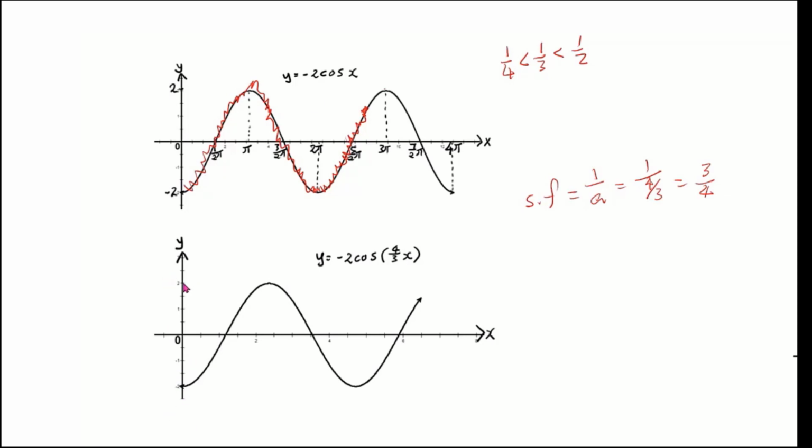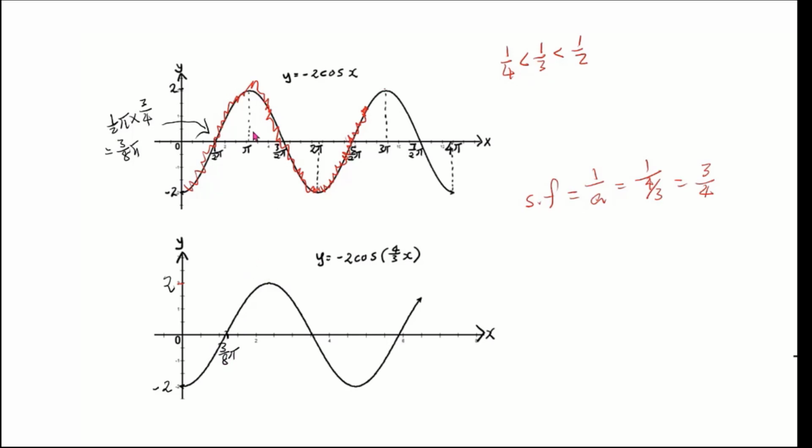Now we can start to label. Of course, we can start from the amplitude, positive 2 and negative 2. Now for the first point, before the enlargement, the first point is 1 over 2 pi. So 1 over 2 pi after enlargement with scale factor 3 over 4, we will get 3 over 8 pi. So we label here 3 over 8 pi.